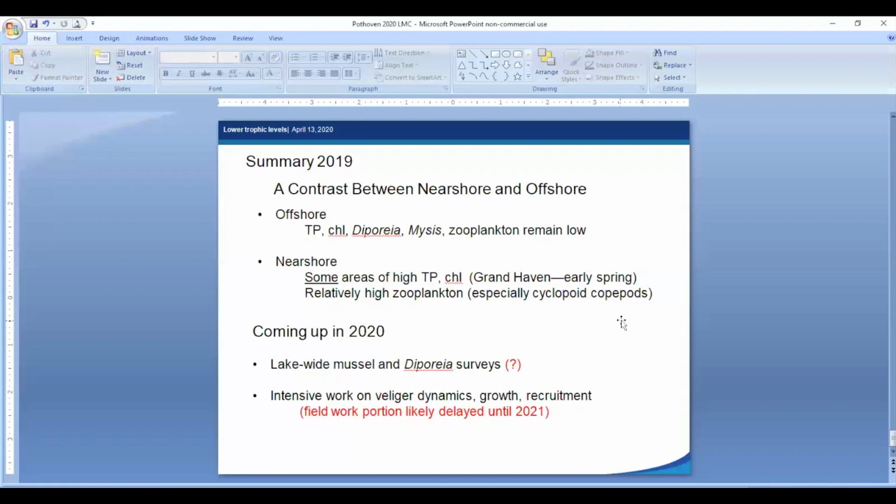And then looking forward, I had these in the original talk. I left them here just, even though we don't know where we are, we are due for the lake-wide mussel and Diporeia surveys, the benthic surveys this summer. I'm not sure where that is. And we had planned on more intensive work looking at the veliger dynamics, their growth, their recruitment that ties to our mussel population. We're able to do the retrospective analysis with the data we have, but the intensive field work portion of that will probably be delayed till next year.